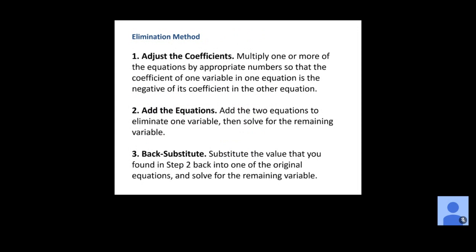All right, once we have those set up, then we can add the two equations together to make that cancellation happen. Then once we do that, we'll get rid of one of our variables. We can solve for the other. And once we know the value of that one, just like the substitution method, we're going to back substitute into either one of our equations, and that'll give us the value of the other variable.